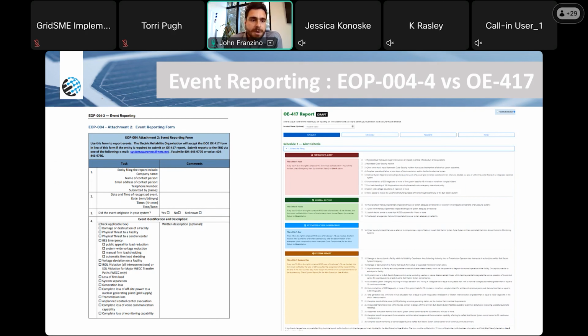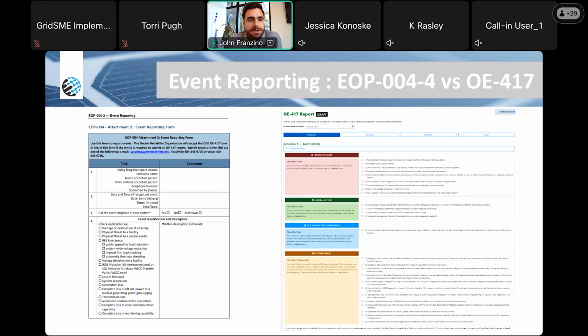Simply put, if you have an event that meets the EOP4 reporting criteria, you definitely should also submit the OE 417 report, and usually vice versa as well. So we always recommend that entities look at these two things in tandem and submit them in parallel. But you are reporting to two different regulatory bodies when you do that. With EOP4, you're reporting to the NERC EISAC, and the OE 417 process goes to the DOE.